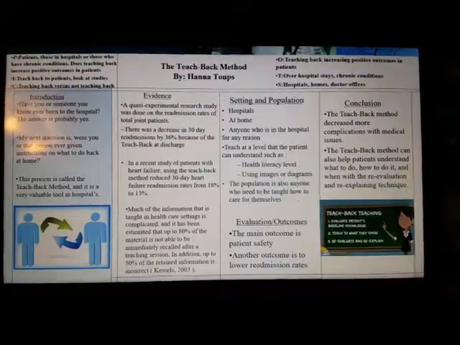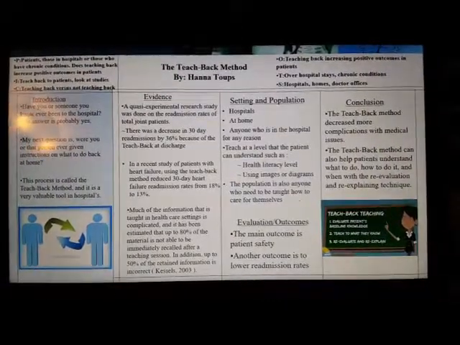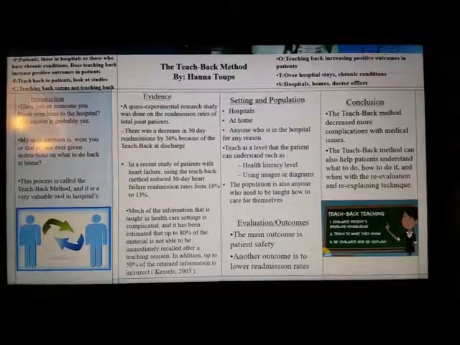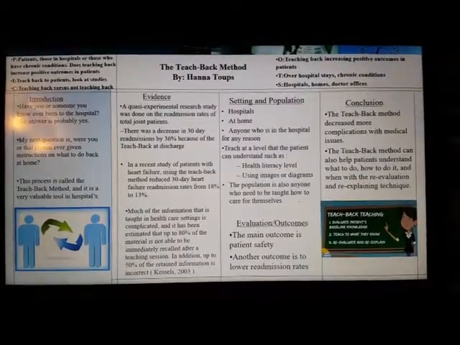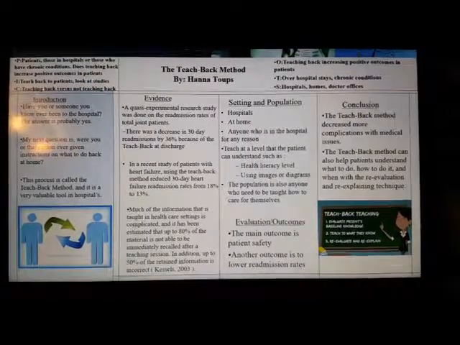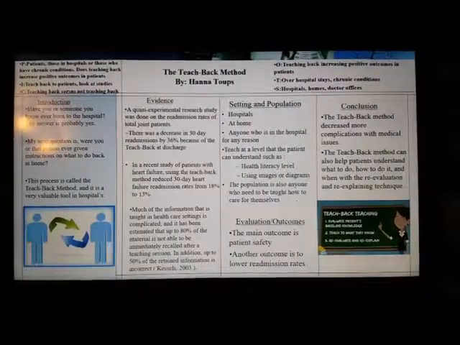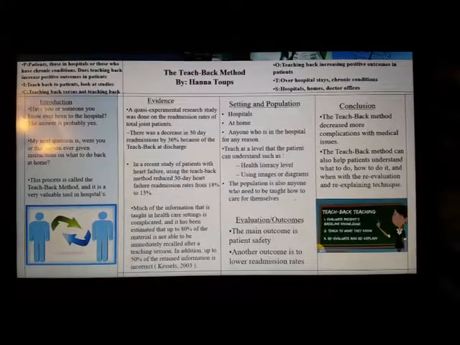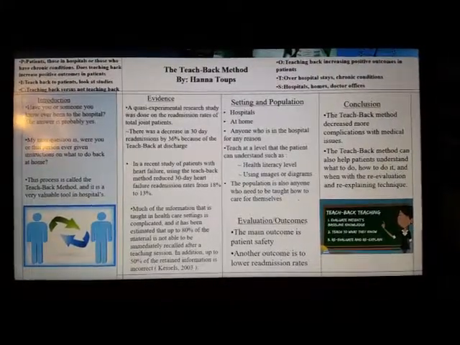According to Kessel's 2003, much of the information that is taught in healthcare settings is complicated, and it's estimated that up to 80% of the material is not able to be immediately recalled after a teaching session. In addition, up to 50% of the retained information is incorrect.